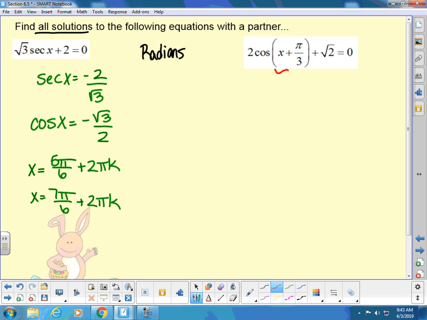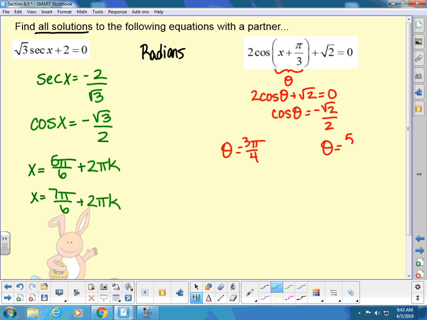This one, if you make it a theta first, you have 2 cosine theta plus rad 2 equals 0. We're going to solve that equation. Get cosine alone. It's negative rad 2 over 2. And the 2 places that happens on your unit circle, again, 2 and 3, 3 pi over 4 and 5 pi over 4. Put back in your x. X plus pi over 3 equals 3 pi over 4. X plus pi over 3 equals 5 pi over 4.